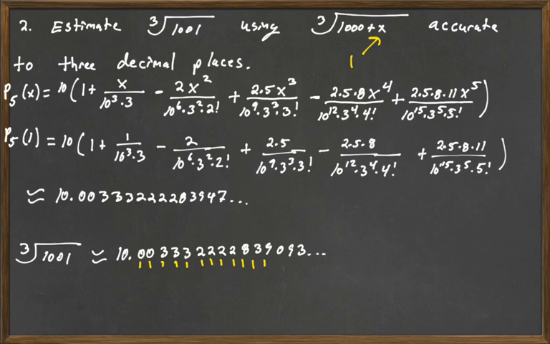Okay, so maybe we could have gotten away with a smaller order polynomial, but I just chose to do the 5th order polynomial since we had already found it.